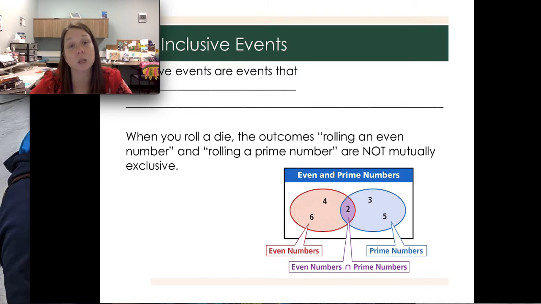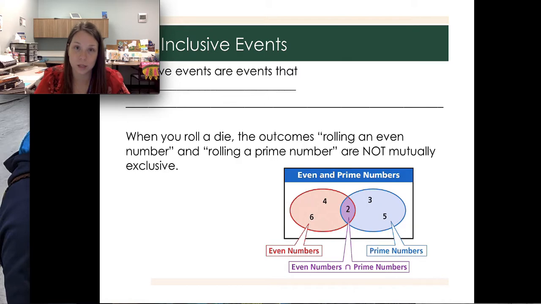Now let's talk about inclusive events. Inclusive events are events that have one or more outcomes in common. So this is where there is overlap. For example, rolling an even number and rolling a prime number are not mutually exclusive because 2 is both even and prime. So how do we calculate these inclusive events?